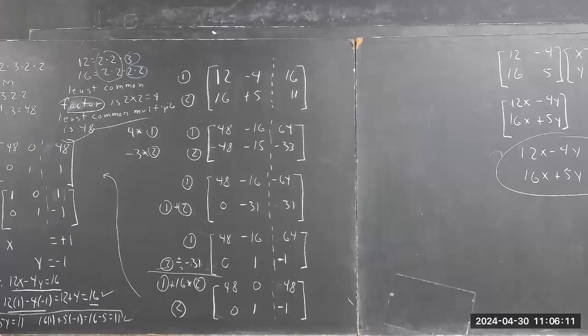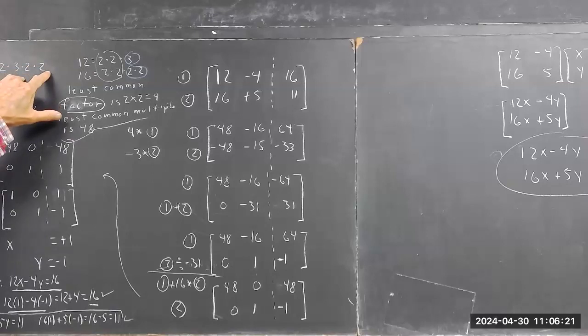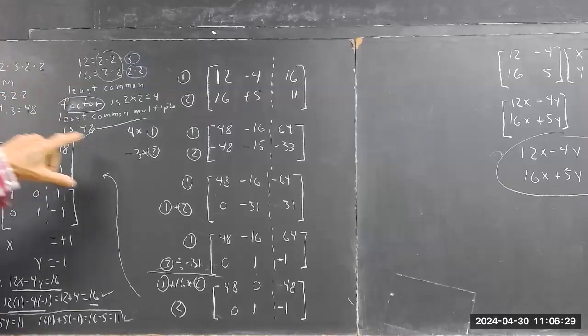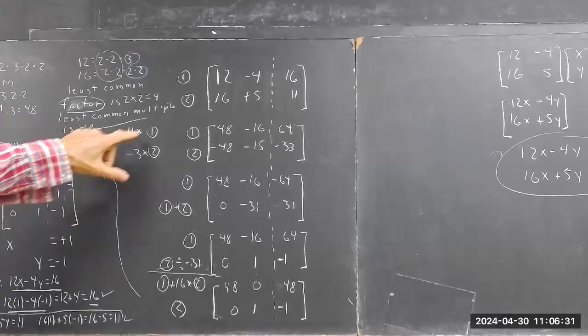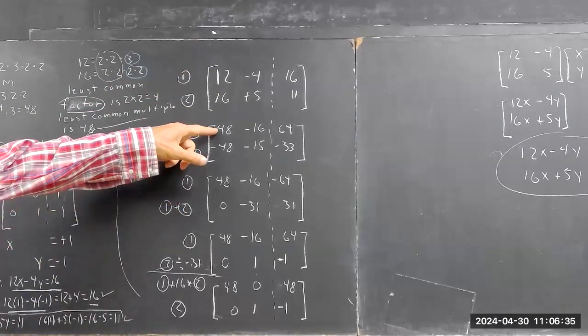Now, what do we have to multiply 12 by in order to get this? Well, 12 has 2 2's and a 3. We need a couple more 2's, right? So if we multiply 12 by 4, we're going to get our least common multiple, which is 48. So we multiply the first row by 4. That's going to give us 48 here.